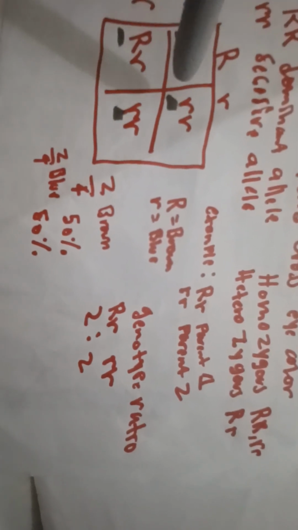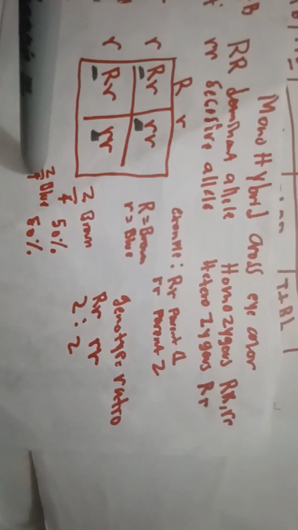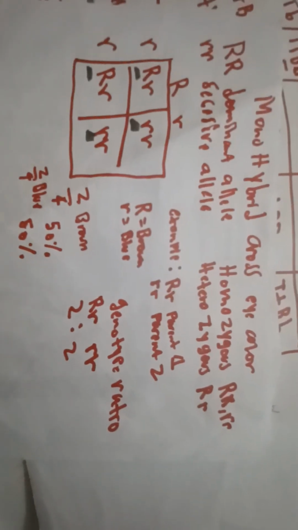To find the percentage of the brown or blue eyes, you gotta put 2 over 4, because there's 2 brown and there's 4 squares. To find the percentage, multiply 100 times 2, then divide by 4, and that gives you 50%. And you do the same method for the blue eyes.